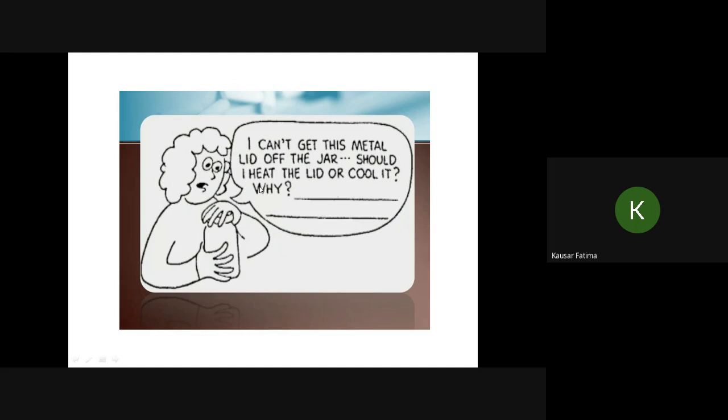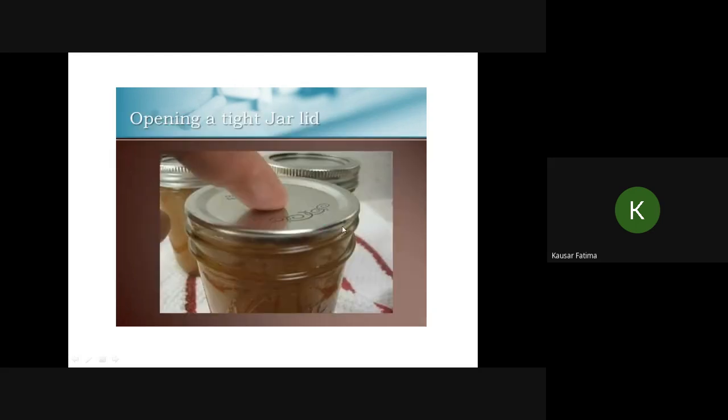Kitchen example: I can't get this metal lid off the jar. So what should we do? We can heat it up. We can use a cloth to rub against it, so that it expands due to that heat. This is the opening of the jar. We can do it by heating up. We can pour hot water also. This is also the solution.